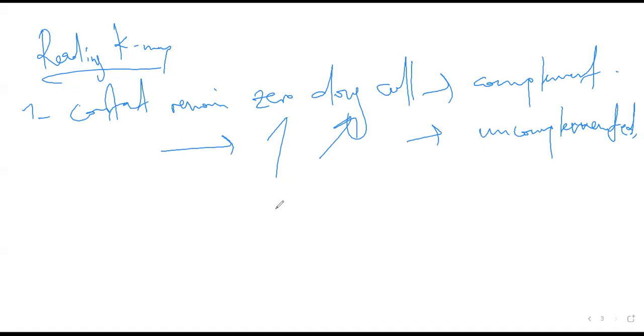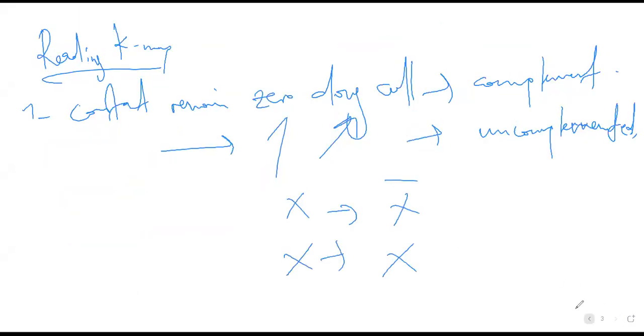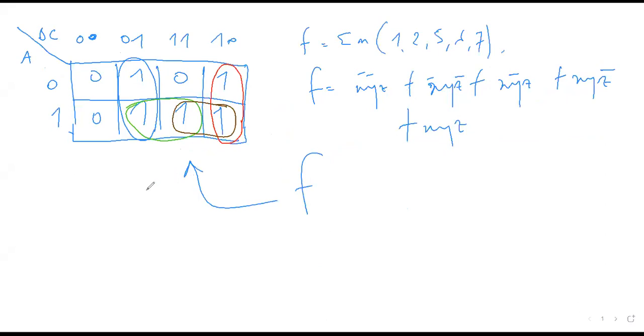Complement. What is a complement? If you have a variable x, its complement is x bar. If you have a variable x in uncomplemented form, it remains the same as x. That's how you read the K-map. Now we go back. Okay, here we are. We have a group.